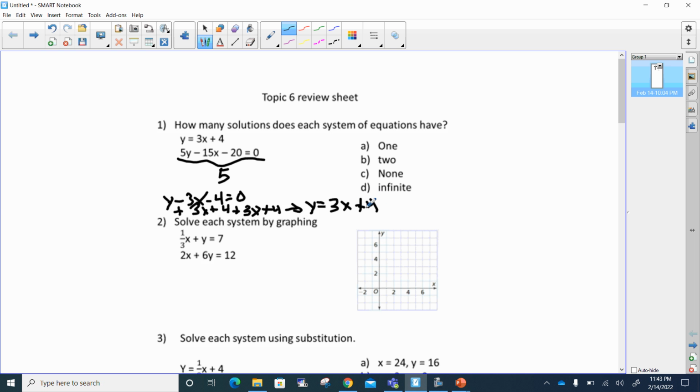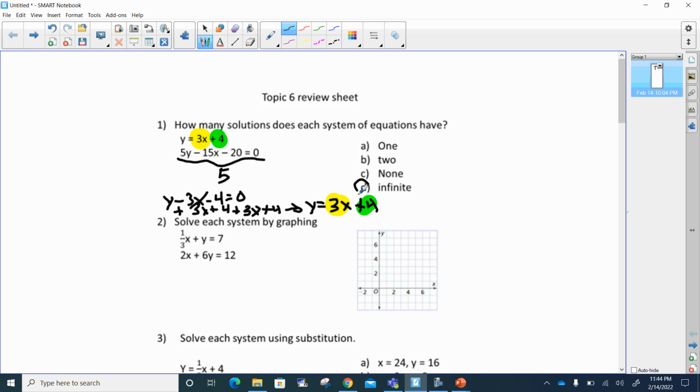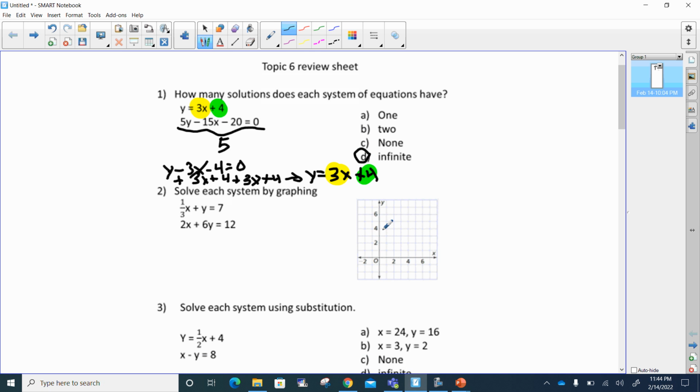All right, and now I see that I'm going to highlight this here. My slope is the same, and I also see that my y-intercept is the same. That means I have the same exact formula. So we're talking a line that goes right over itself. So in this case, my answer would have to be an infinite amount of solutions because of the same exact line.